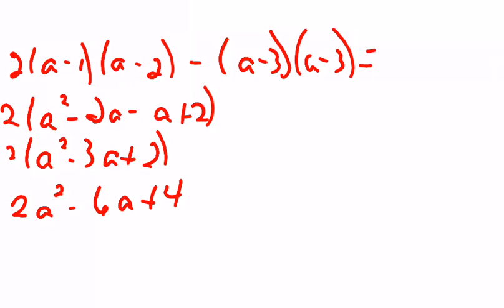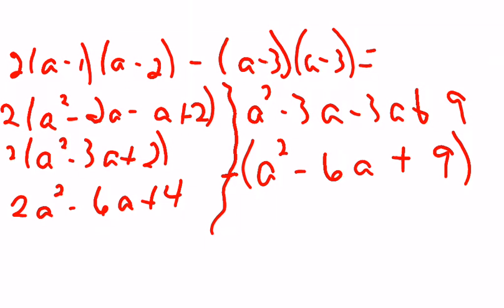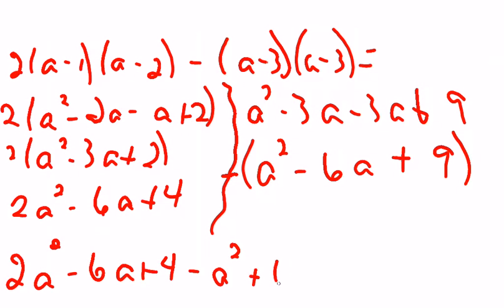Then we have to FOIL this part. So we get a squared minus 3a minus 3a plus 9 gives us a squared minus 6a plus 9, but we're subtracting that entire thing, so it changes all of our signs. So on the left side of our equation, we have 2a squared minus 6a plus 4 minus a squared plus 6a minus 9. Now here is where we need to combine like terms.